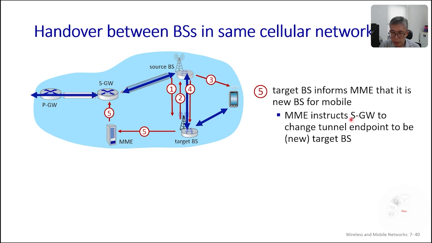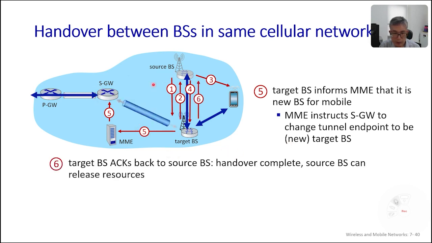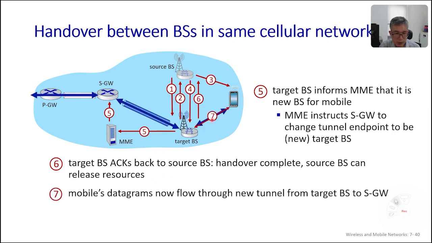The MME instructs the S gateway to change the tunnel endpoint, and a new GTP tunnel is established. The target base station acknowledges back to the source base station. So handover is completed, and you can release the resources for the mobile node. And then seventhly, the mobile node's datagrams now flow through the new tunnels from the target base station to the S gateway and P gateway.